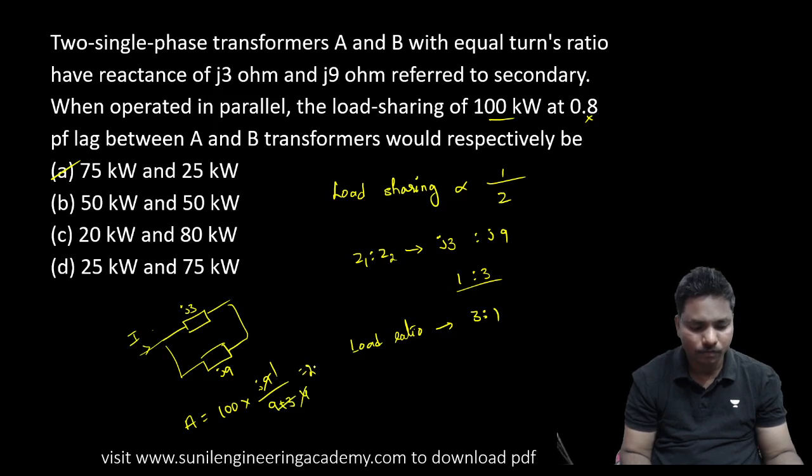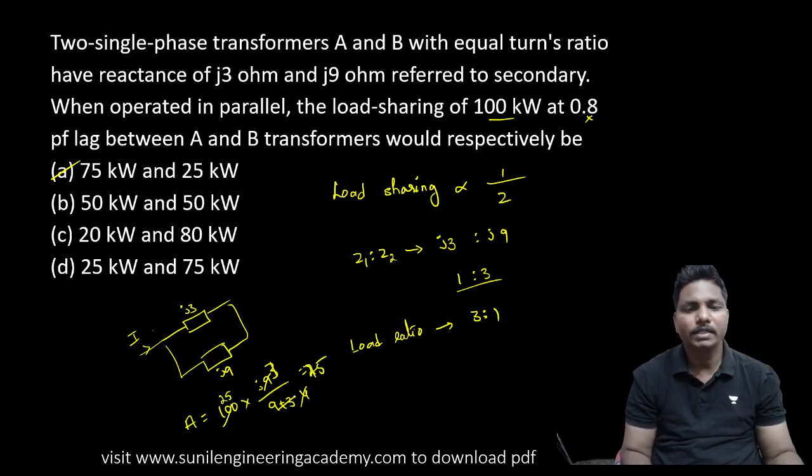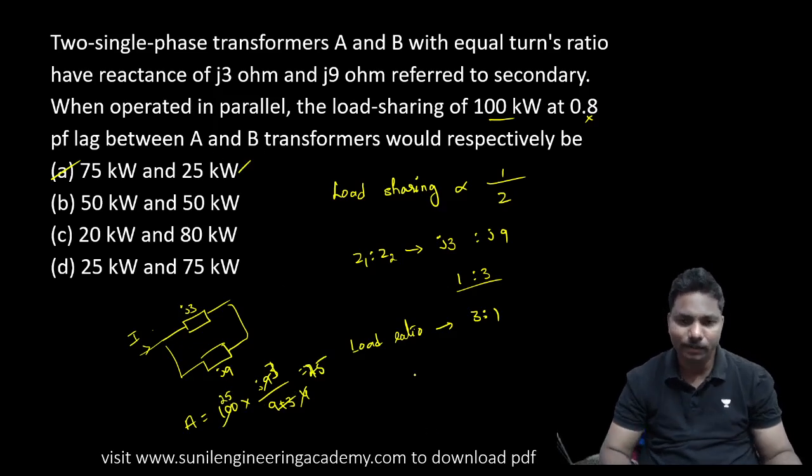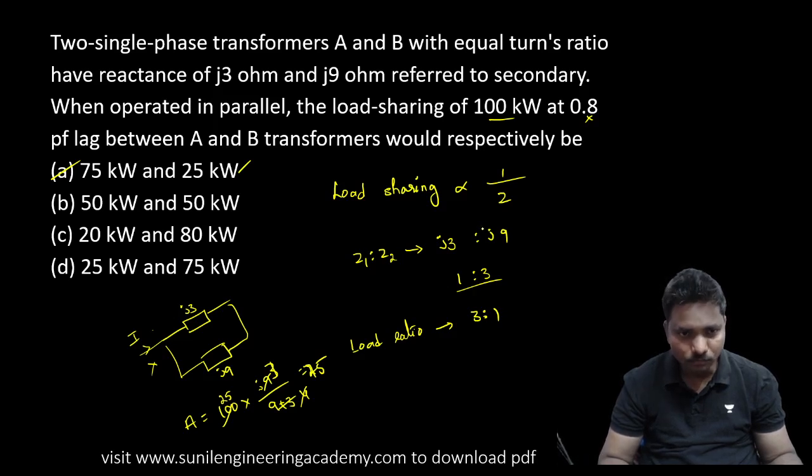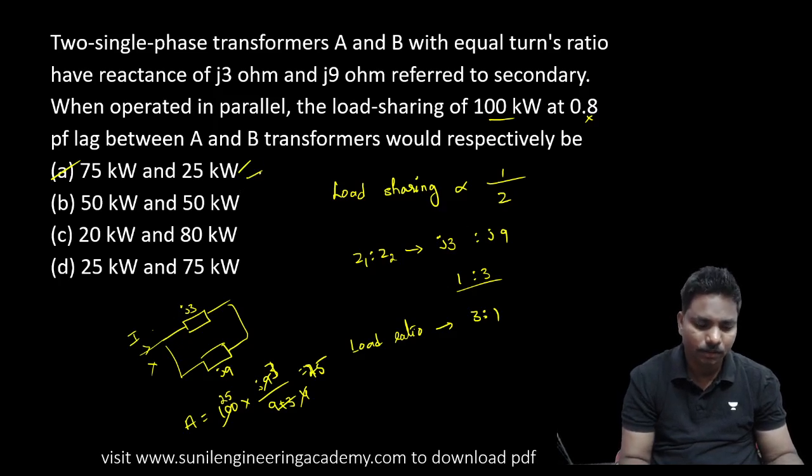12 means 3 by 4. Okay, 3 ones, 3 fours. So 100 into 3 by 4 is 75, and 100 into 1 by 4 is 25. So one is 75, another one is 25. No need to calculate this one also. Load sharing is inversely proportional to their impedances or reactances. Higher the reactance, lesser the load sharing. So the answer is option. Coming to the next one.